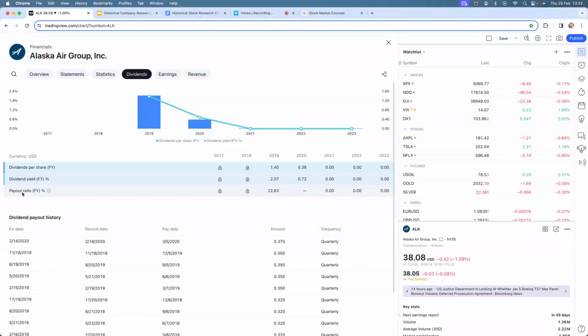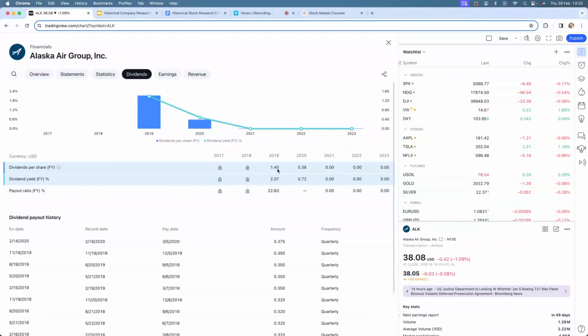So the payout ratio is, so let's go back over time, and they actually did pay out a dividend. You can see here in 2019, they paid out a dividend of 140. The dividend yield, so the dividend yield is the dividend amount divided by the share price multiplied by 100. So it's what's the yield on the share price. In this case, it was 2.07%. So they paid out a 140 dividend per share. Okay. And the payout ratio is, well, how much of that 140 is taken out of its profits.